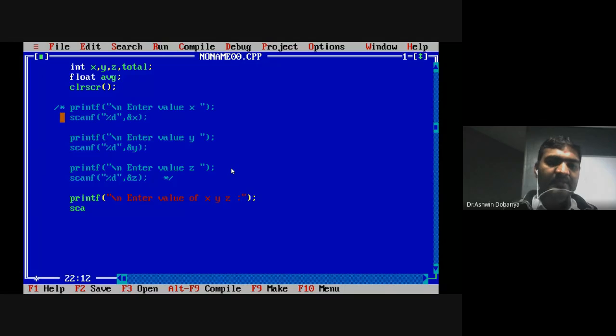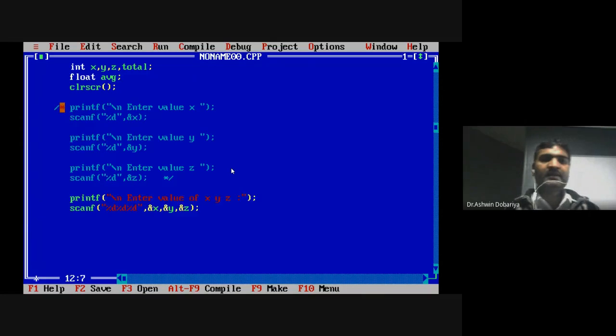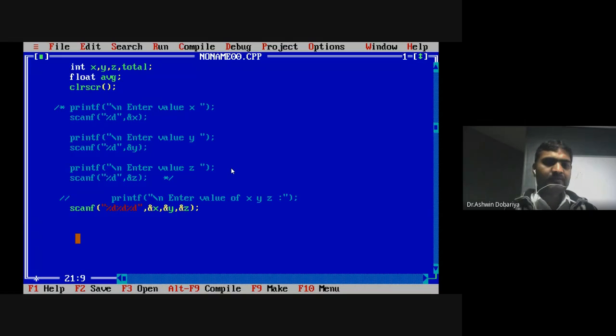Then scanf. Tell me again what I have to write. Here I want to store the values of 3 variables. Then what I have to do? Percentage d, sir. Yes, percentage d I have to mention how many times? 3 times, sir. Then comma. Then the first value will be stored into which variable? X. And then percentage d, comma, then y. Right. Then comma, then z. So this is also a method, right? Either you can write individual printf and scanf or you can combine all this. Let's make a comment of this one and we will enable the statement of this. This is just for your understanding point of view.